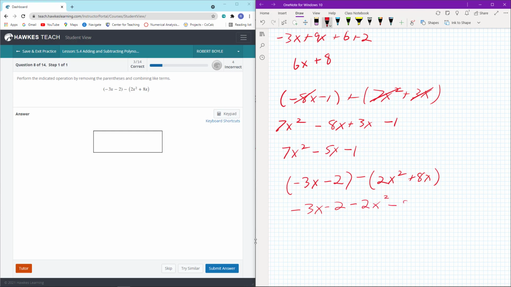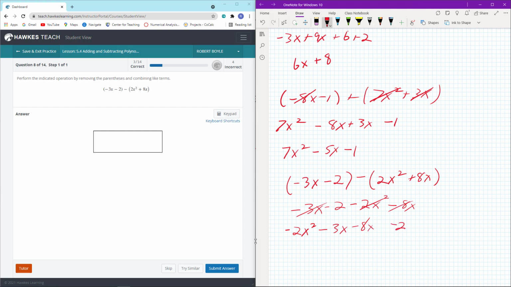and then changing the sign of 8x is minus 8x. And now we can add them, and we're going to do this by grouping up the like terms. So the first term is negative 2x squared. There's no other term there. We have two terms with x's in it, that'll be minus 3x minus 8x. And then we have minus x, and then we have minus 2.